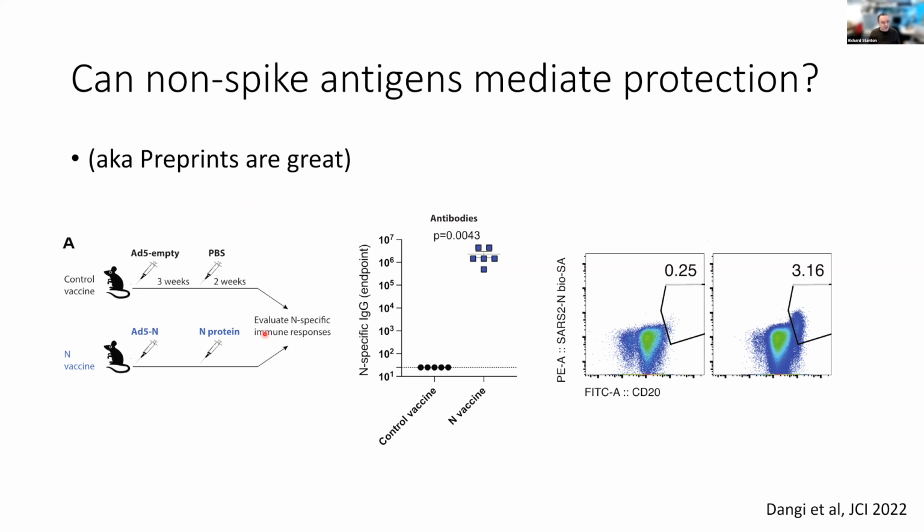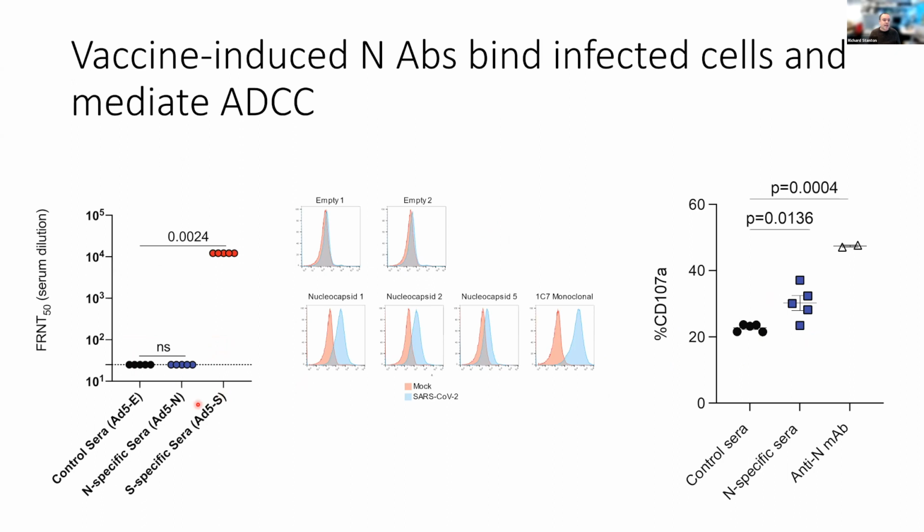And so the vaccine strategy here was to vaccinate the mice with an adenovirus expressing nucleocapsid followed by a N protein. If you do this, you get nice antibody responses in ELISA to nucleocapsid, and you can see nucleocapsid-specific B cells in the memory pool here. In terms of functionality, these antibodies do nothing as regards neutralization. This is an assay here looking at the neutralization of our N-specific sera. For comparison, here's some spike-specific sera neutralizing very nicely. So N antibodies don't neutralize in the slightest.